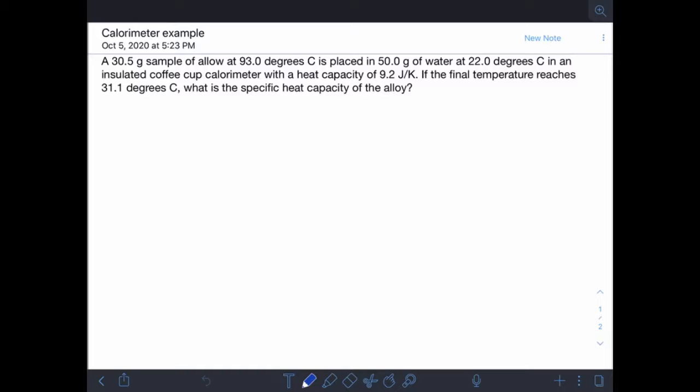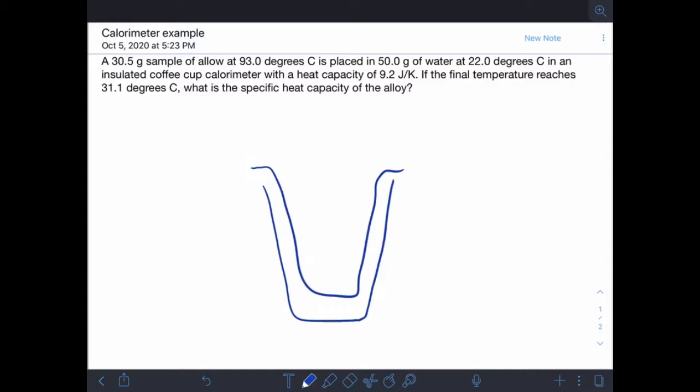Now, a coffee cup calorimeter is exactly what it sounds like. You have a coffee cup nested inside another coffee cup. So we have insulation. There's an air gap between the two coffee cups, so it keeps heat from escaping into the surrounding environment.